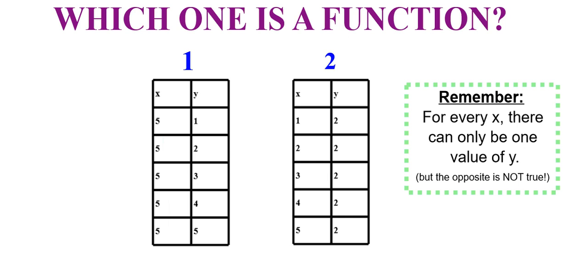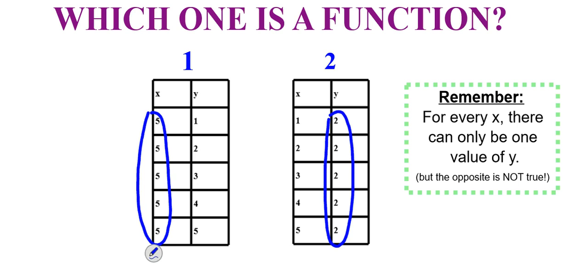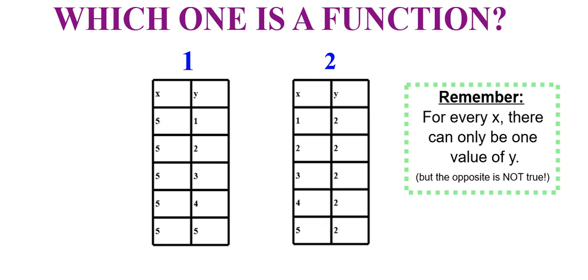Okay, for every x, there can only be one value of y. So when we look at these two tables, we're like, wait a minute, one of these tables is a function and one of these is not. What's the difference? In this one, our x values are all the same, and in this one, our y values are all the same. Which one is allowed? Let's think back to our vending machine. This would be a vending machine where if I push 5, out comes a 1.